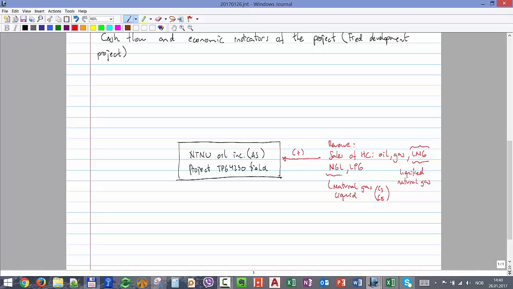And LPG, liquefied petroleum gas, and that comes from... Okay. Let's see what.